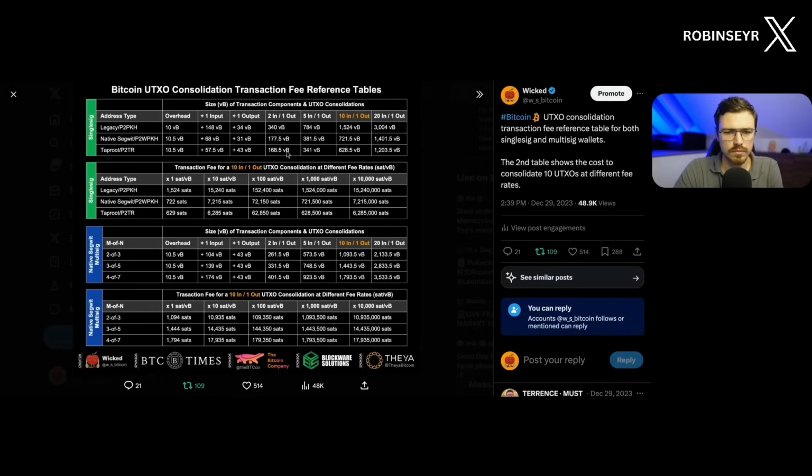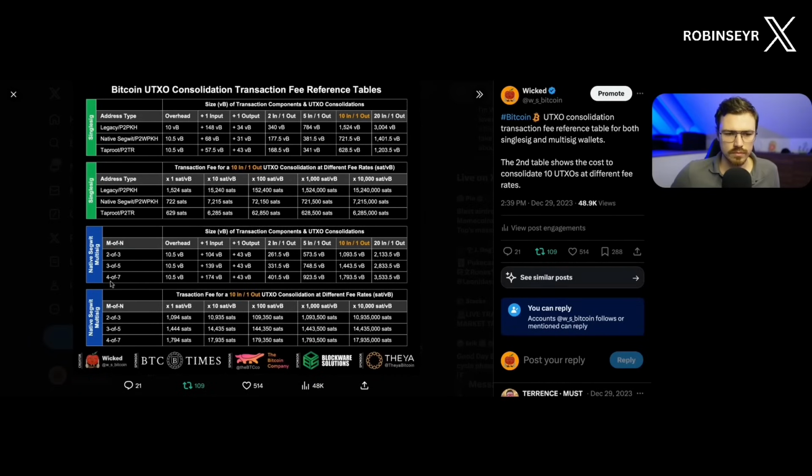And here are some quick examples of the overall data that would be required for a 2 input, 1 output transaction, 5 input, 1 output, 10 input, 1 output, 20 input, 1 output. These are the typical amounts of data required for a consolidation. Typically, when you're consolidating your UTXOs, you're putting a handful of your smaller UTXOs as inputs, and then you're creating one larger UTXO as an output. So anyways, this is for single sig.